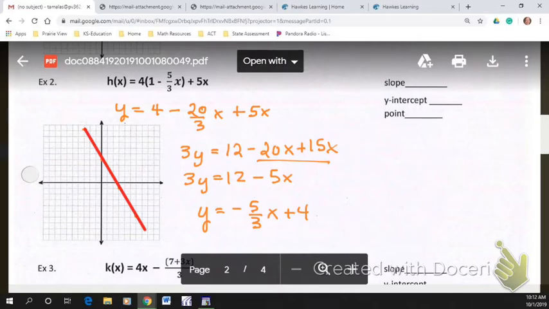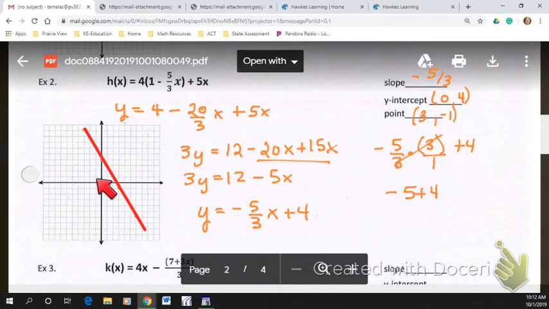Negative 5/3. Remember, your y-intercept has to be written as a point. So if I write my y-intercept as a point, I got what, 0, 4? Okay, and then I have to give another point, which you can look at your graph to get, or you could simply replace x with a number that will cancel with 3. So what's a good number to pick for x if you're going to cancel it with a 3? How about a 3? So if I let x be a 3, that means negative 5/3 times 3 plus 4. So my 3's cancel, and I get negative 5 plus 4, which is negative 1.